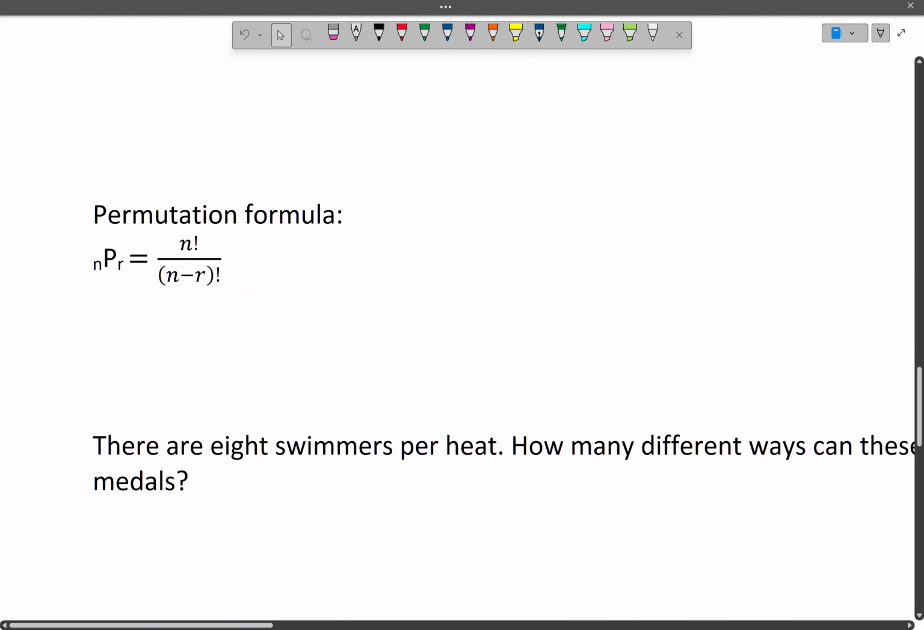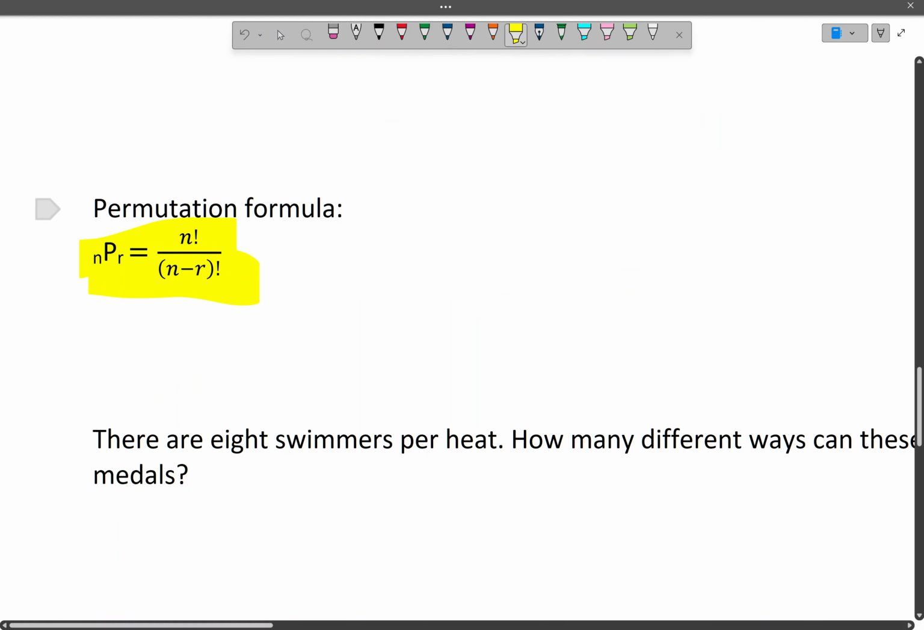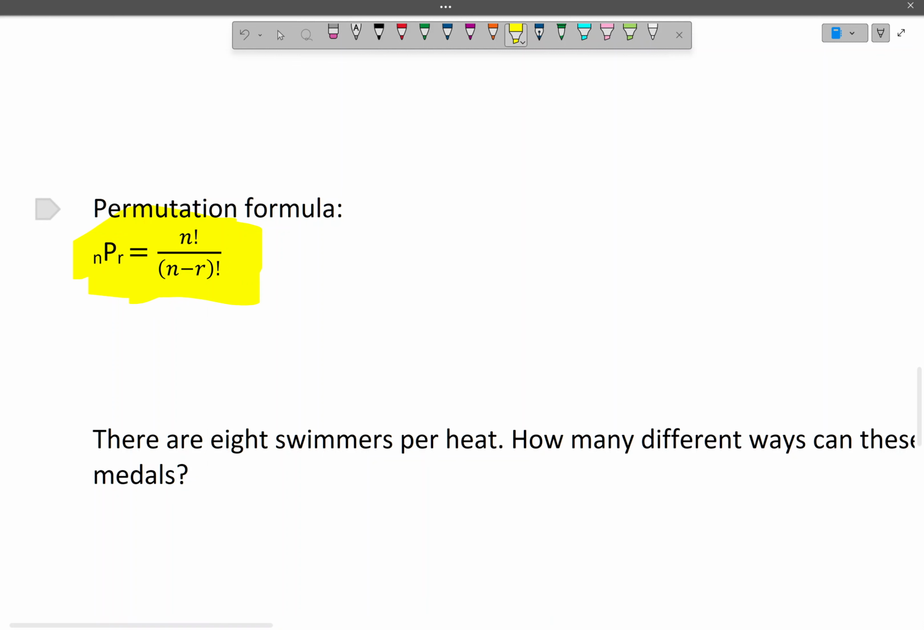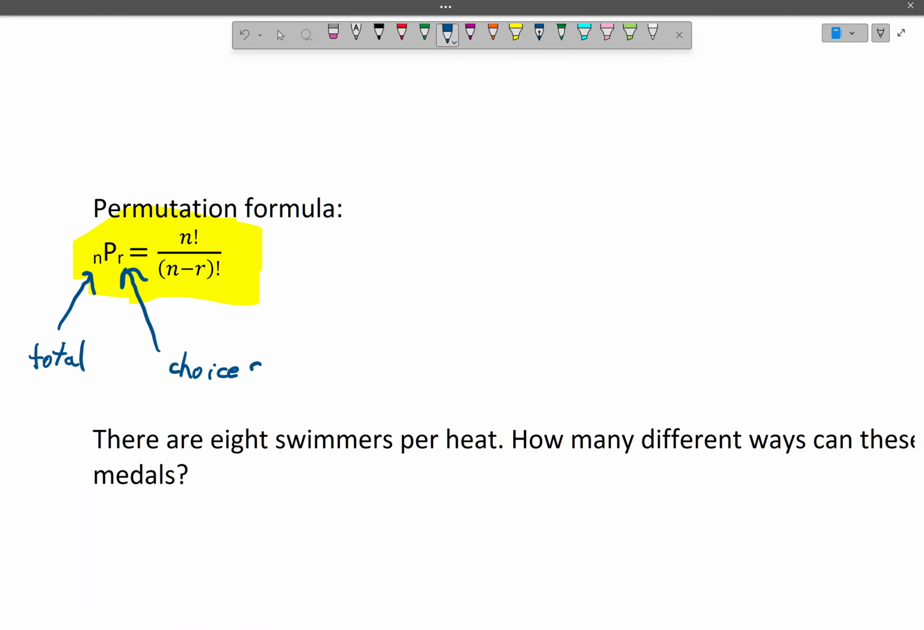Okay, so the permutation formula is written in your formula sheet, but it's right here. We call it nPr, or n perm r. And what this is saying is the total number of items and then the number of choices from the items. And if it's permutation, then order matters.